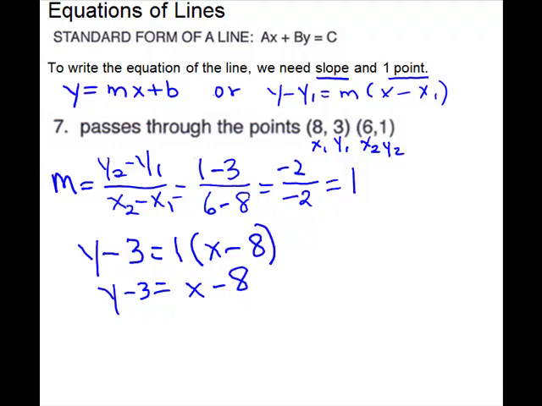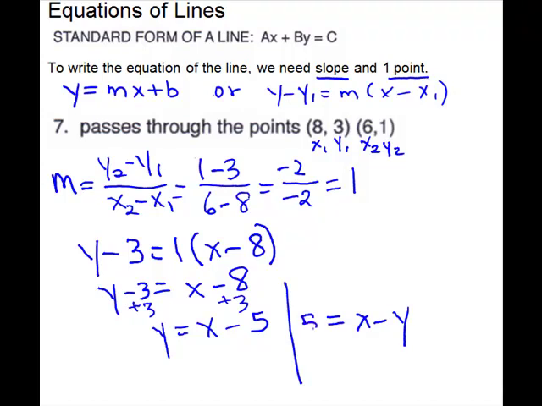If we go to slope-intercept form, just move your 3. So add your 3 to both sides. So my y would be x minus 5. That is slope-intercept form. To change from here to standard form, I'm going to keep the x. I'm going to subtract the y from both sides. And I will add the 5 to get it off of this side and onto the other side. So x minus y equals 5 is standard form.